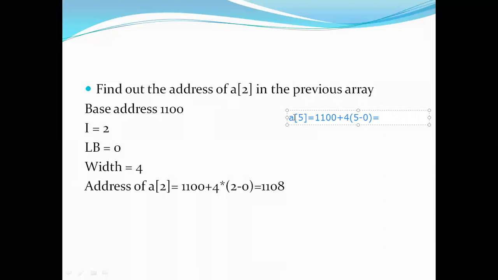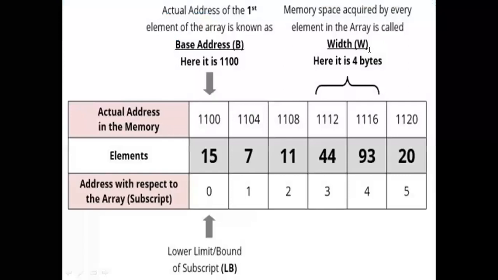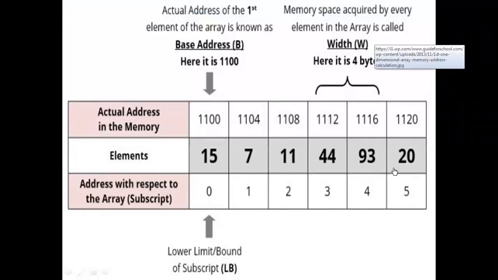Here we need to mention multiplication. So 4 into 5 is 20, and 1100 plus 20 is equal to 1120. So 1120 will be the address. Let us check whether it is correct or not. What will be the address for 5? It is 1120.